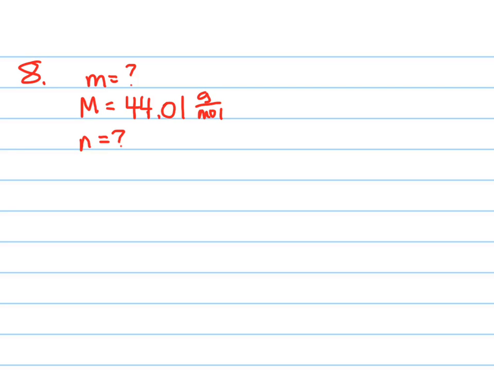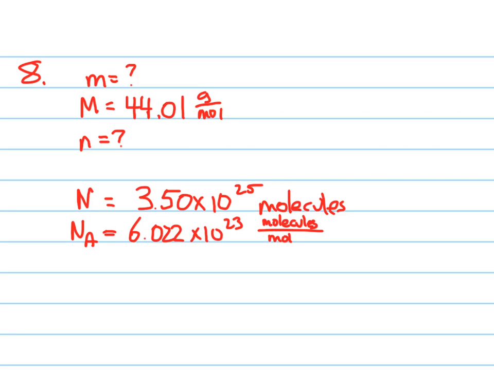In question number 8, I need to calculate the mass of 3.50 times 10 to the 25 molecules. However, I don't have the number of moles, and I always need to know the number of moles in order to figure out my mass. So that means I need to figure out my number of moles in another way. Fortunately, I know Avogadro's number, 6.022 times 10 to the 23 molecules per mole, and I know the number of molecules is 3.5 times 10 to the 25. That's definitely more than 1 mole, but I can figure out exactly what that is.